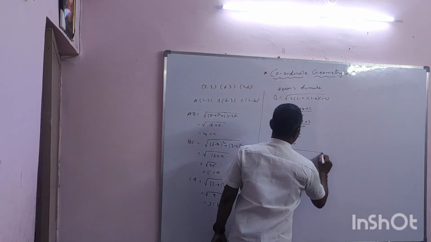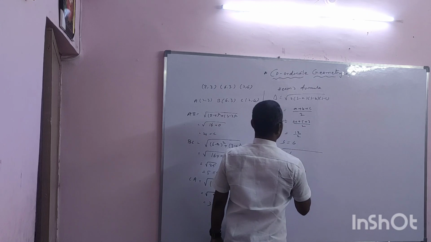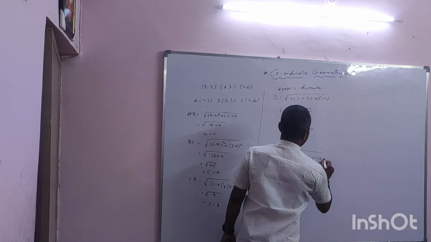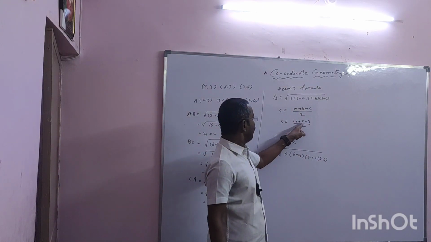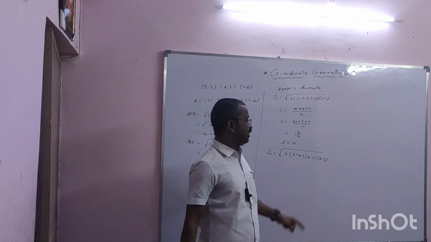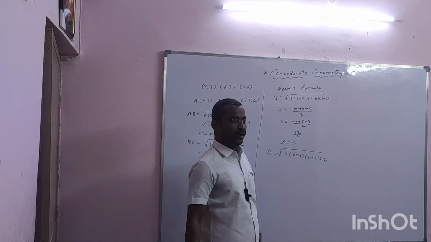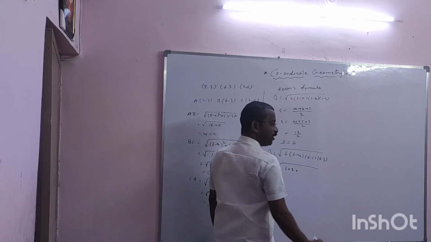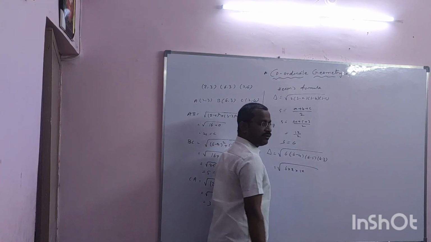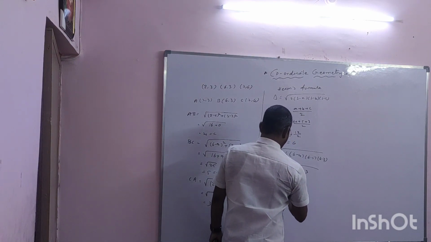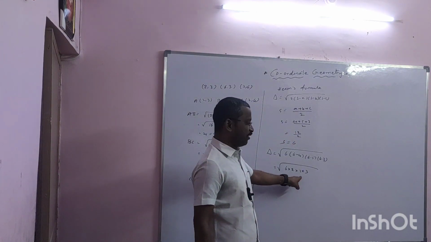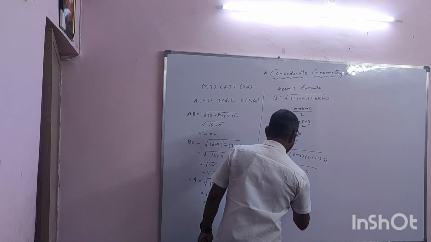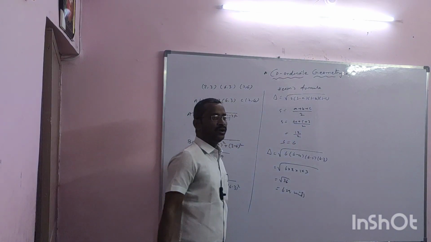Del is equal to under root of S into, so 6 into 6 minus 4, 6 minus 5, 6 minus 3. S minus A, S minus B, S minus C. So 6 minus 4, 6 minus 5, 6 minus 3. So what do you get here? Under root of 6 into 6 minus 4 in the sense 2, 6 minus 5, 1, 6 minus 3, 3. So what exactly do you get? 6 2s are 12. 12 1s are 12. 12 3s are 36. So what do you get here? 6 square units.